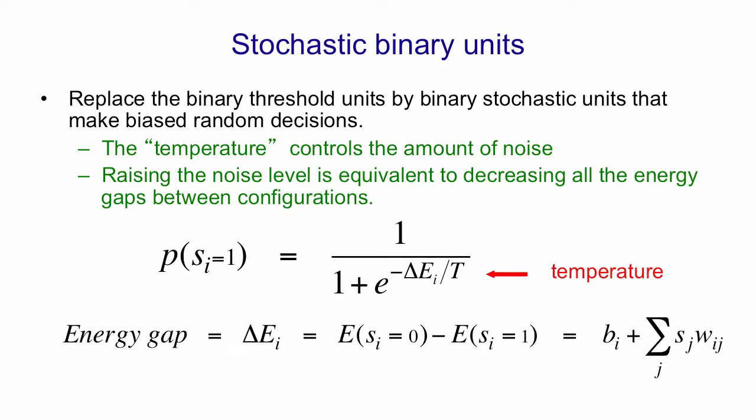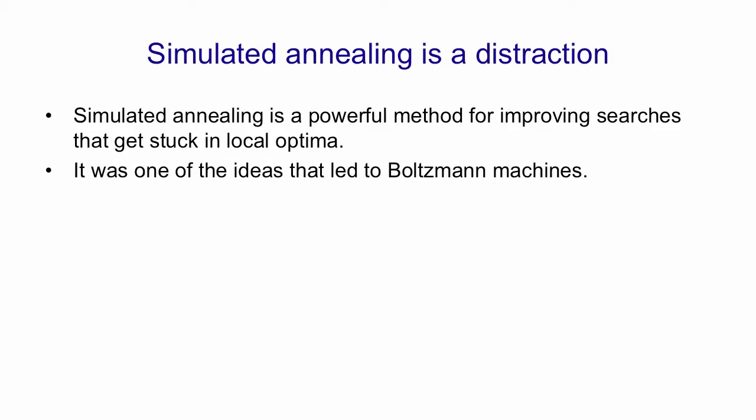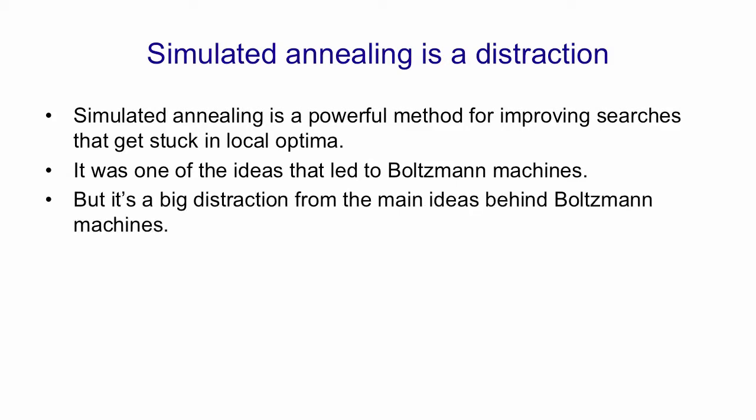The energy gap we saw on a previous slide is just the difference in the energy of the whole system depending on whether unit i is off or whether unit i is on. Although simulated annealing is a very powerful method for improving searches that get stuck in local optima, and although it was influential in leading Terry Sejnowski and me to the ideas behind Boltzmann machines, it's actually a big distraction from understanding Boltzmann machines.